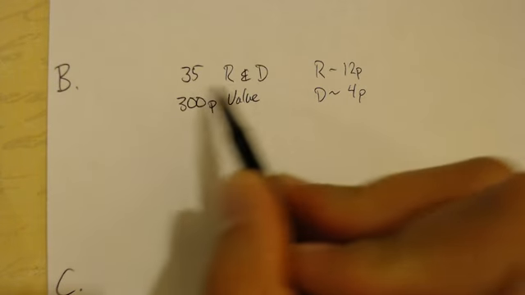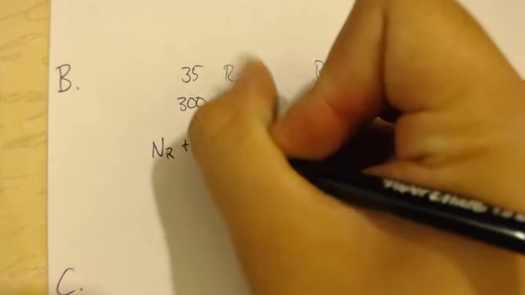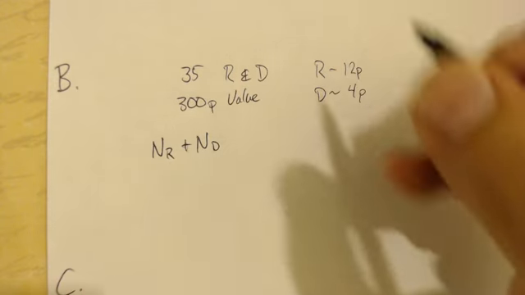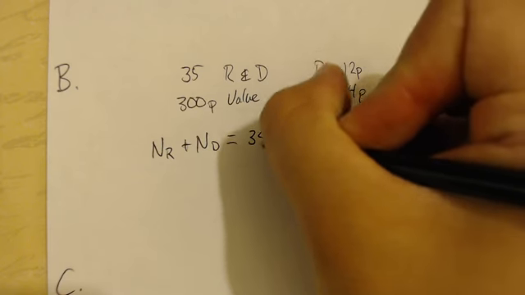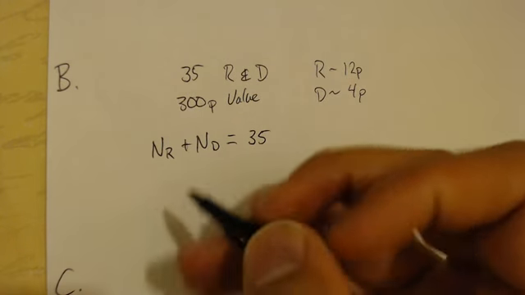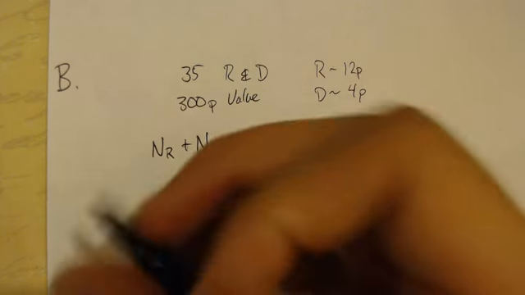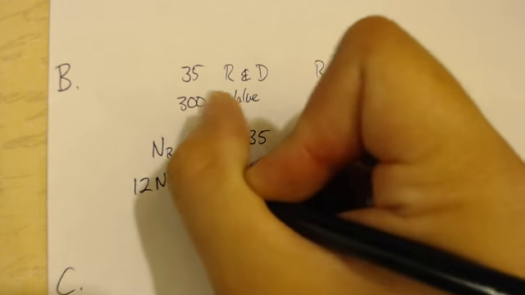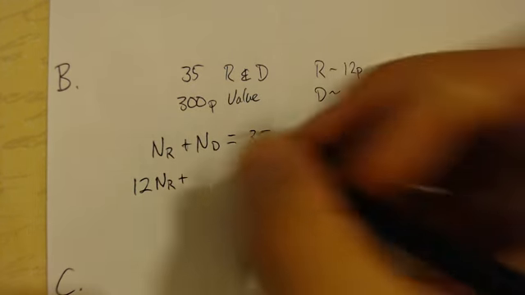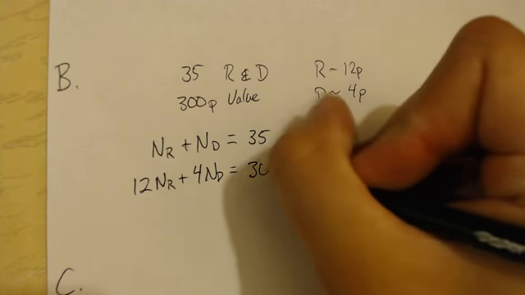So I'm going to start with the total number equation, which is number of roses plus number of daffodils is going to equal 35 flowers total. All right, then from here I'm just going to take the same equation and add the value. So the value for a rose is 12 pence. I take 12, multiply it by n sub r, and then I add that to the value of daffodils, which is 4 times number of daffodils. And then the total value is going to be 300 pence.